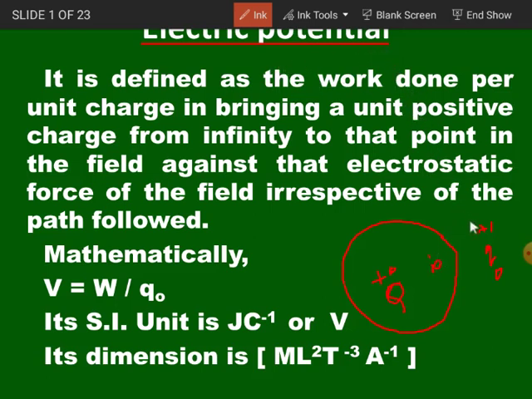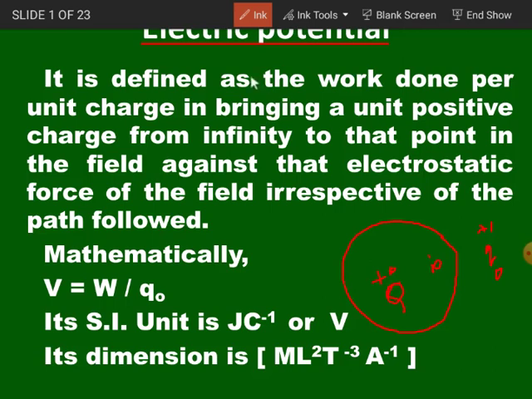When you bring that unit positive charge up to this point, it is irrespective of the path, whether you bring it along this path, this path, or this path, it is immaterial. The total amount of work done in bringing the unit positive charge from infinity up to that point against the electrostatic force, irrespective of the path, we call that electric potential.